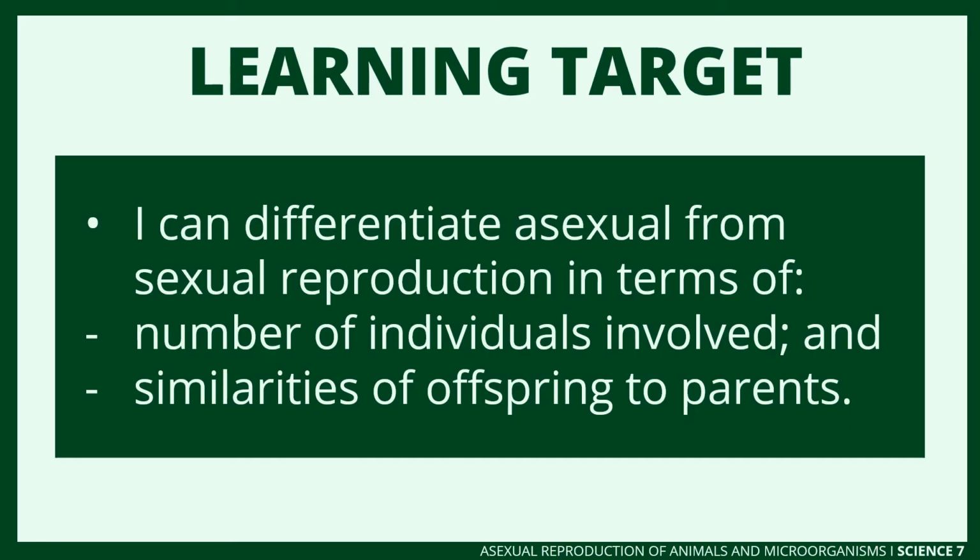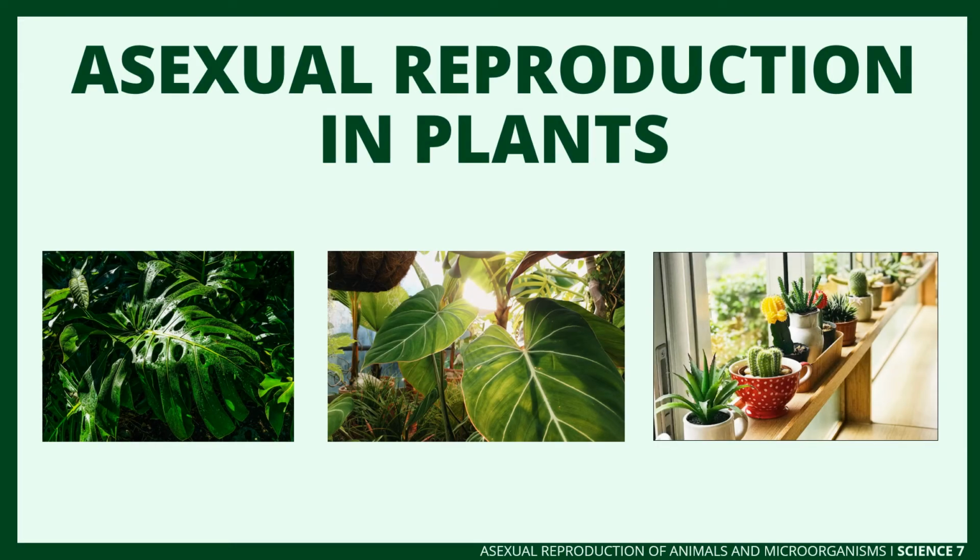At the end of this video, you should be able to differentiate asexual from sexual reproduction in terms of the number of individuals involved and similarities of offspring to parents. From our previous video, we learned about the types of asexual reproduction in animals and microorganisms. On the other hand, plants can also reproduce asexually, which is called vegetative propagation.